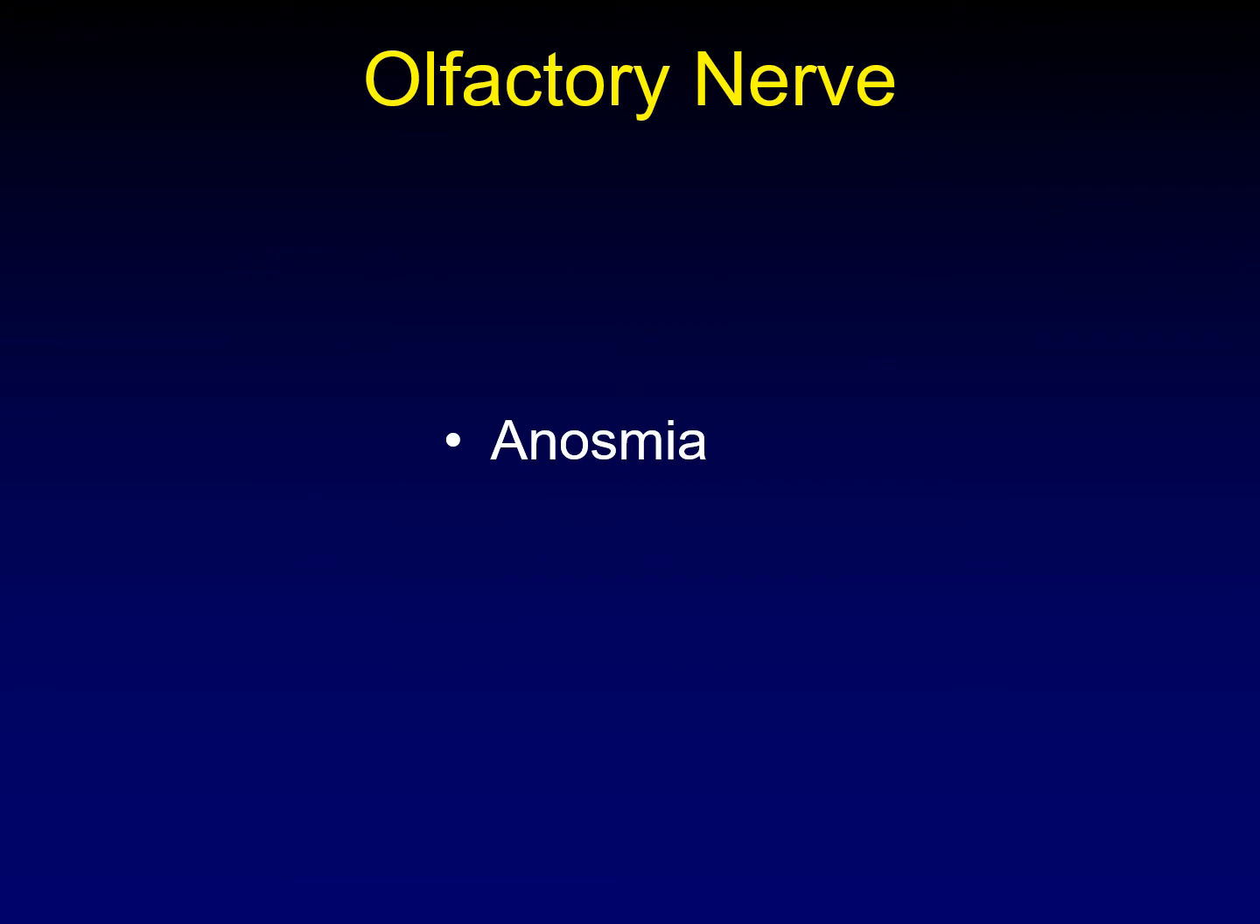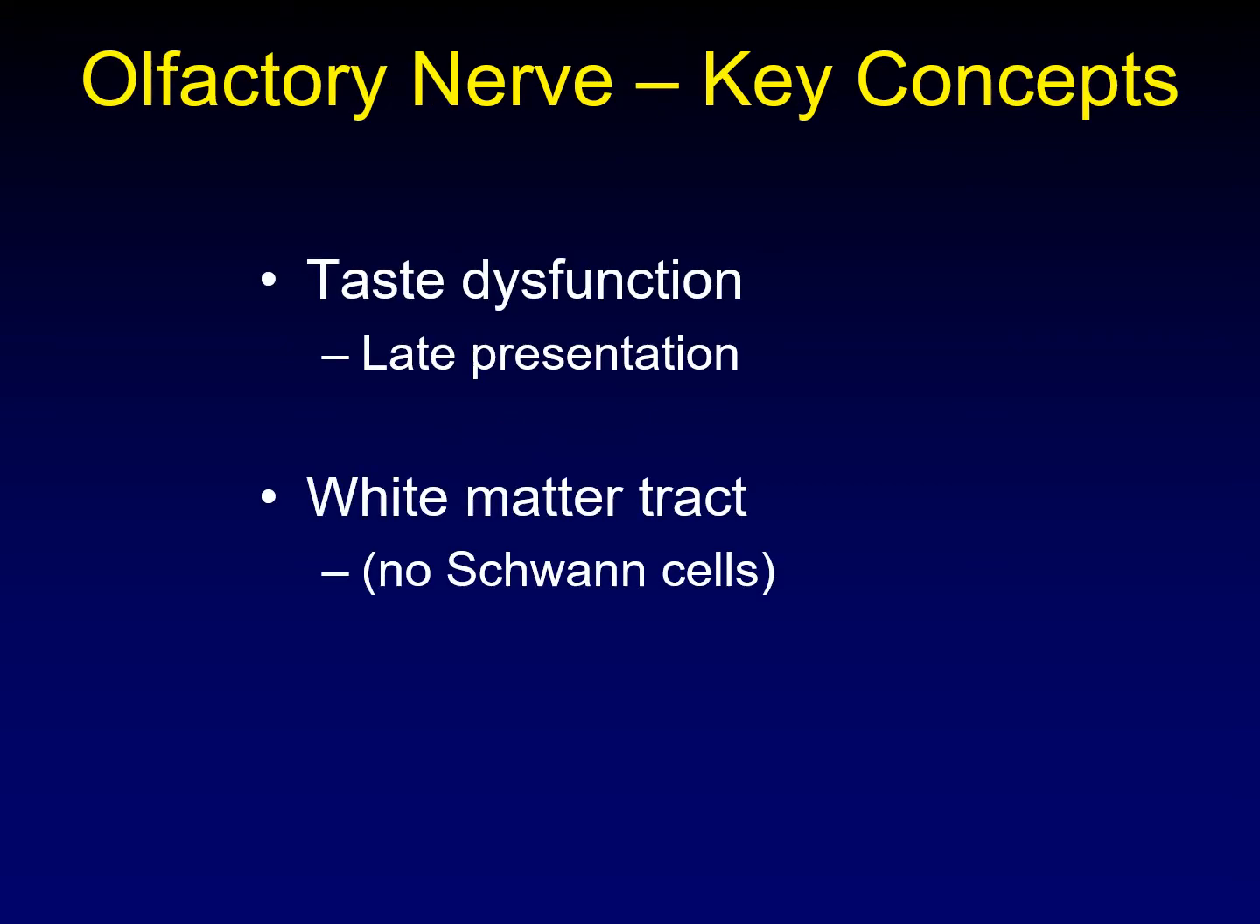Let's begin with the first cranial nerve, the olfactory nerve. Really, the clinical finding that points towards the olfactory nerve is anosmia, the inability to smell. Not much else going on with this nerve. There are some key concepts, though.